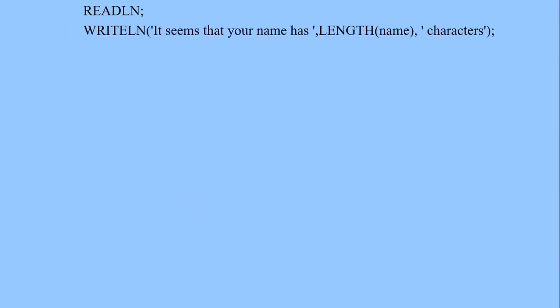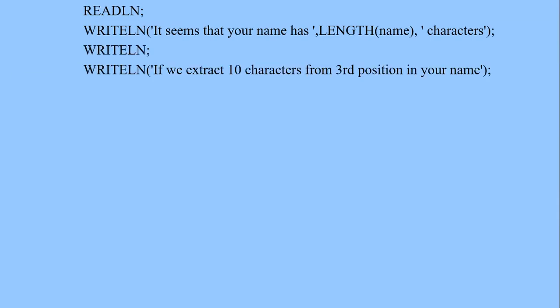Then we have read line, then write line, or we display the message. It seems that your name has a certain length. So this function counts the total number of characters in the memory location called name. Then we have write line. Then we display the message.